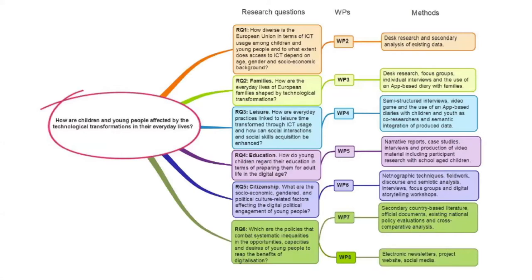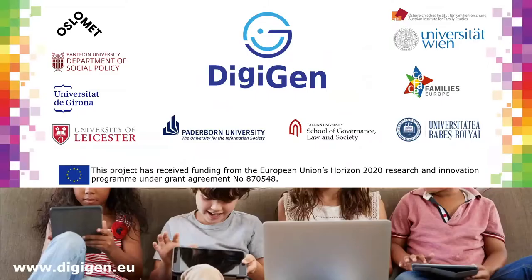And then finally, I'd like to close off by giving an overall presentation of our project. Our main question: how are children and young people affected by the technological transformations in their everyday lives? And it's really the everyday lives that's important for us at DigiGen. We really want to get in and understand how young people's lives are. These are our different research questions related to the various work packages and then the methods that we use in each of the work packages. At the bottom, there is work package 8, which is electronic media, news sources, newsletters, and so on. Even though that's basically an output, we felt it was important to connect it to give an overall picture. Thank you very much.